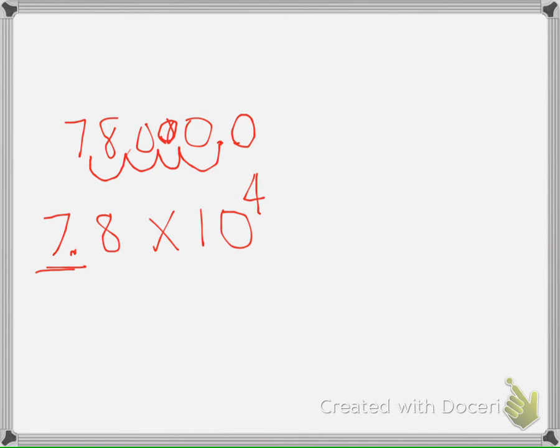Okay, so let's look at another example. What if we had a very small number? Let's do 0.00053. It's a very small number. How would you write that in scientific notation? Pause the video. Okay, welcome back.